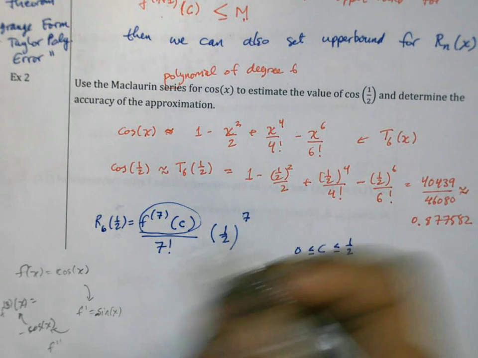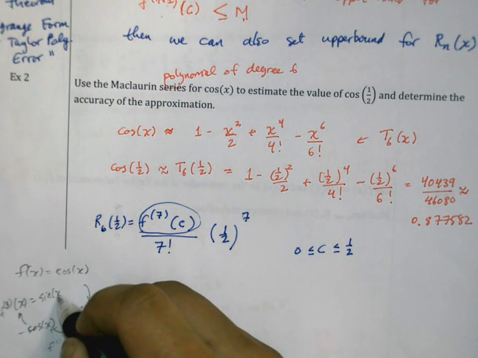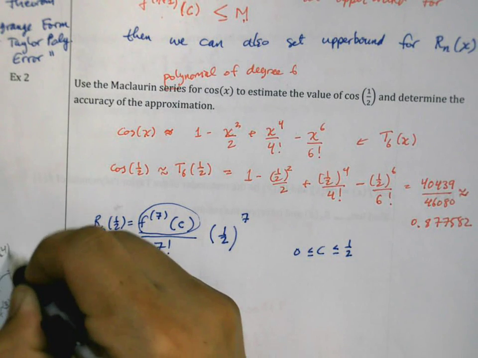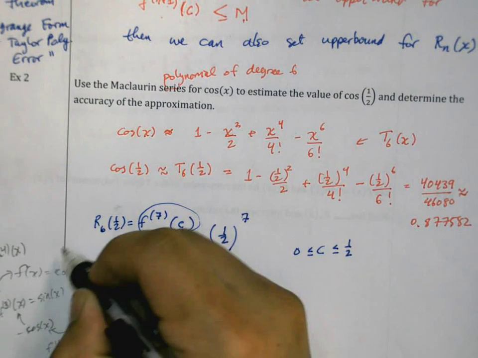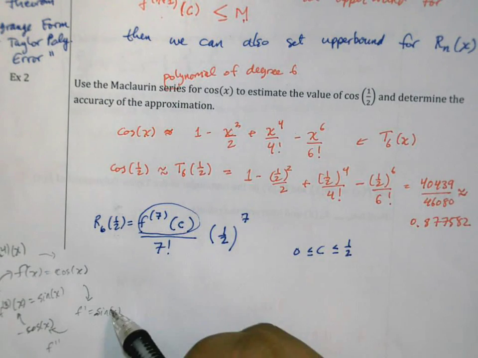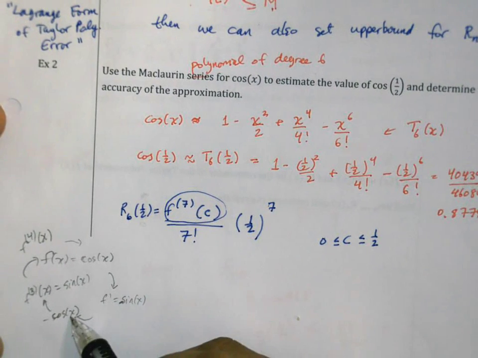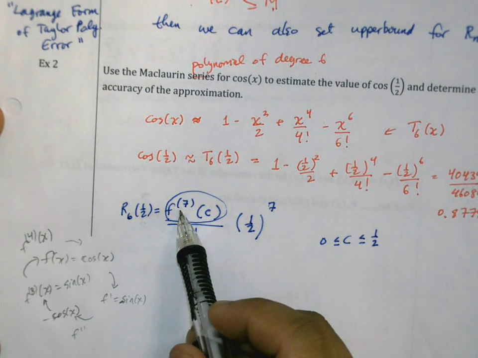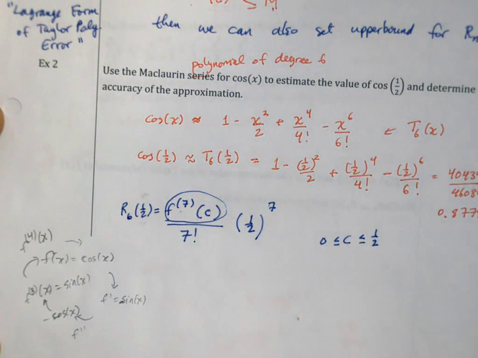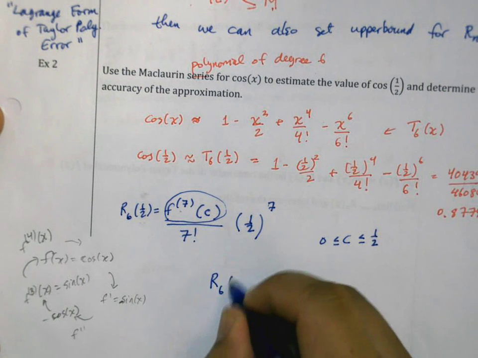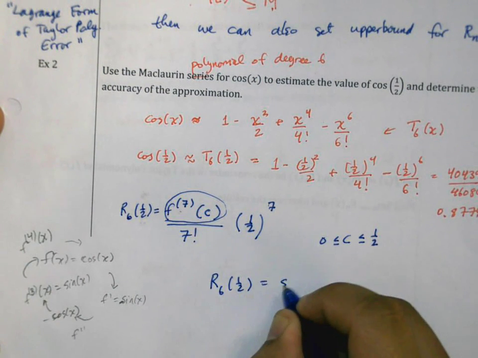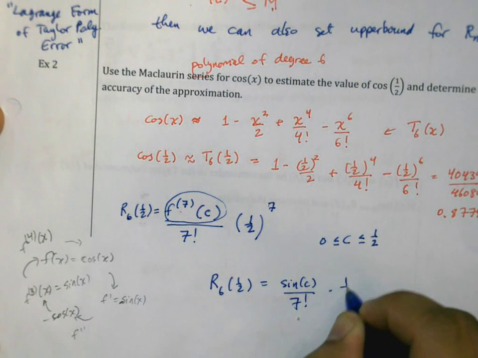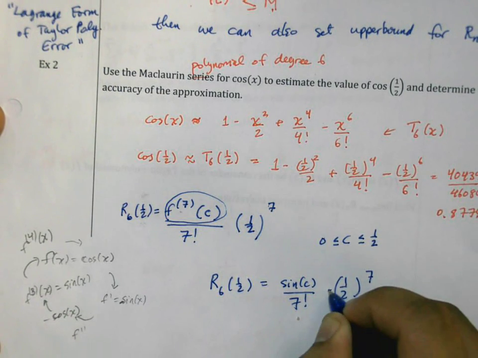is going to give me positive sine, and then f quadruple prime, or the 4th derivative, will get me back to cosine. So this will be my 5th derivative, this will be my 6th derivative, and back here will be my 7th derivative. So the 7th derivative of cosine is in fact sine. So we can keep on going and say R of 6 of 1/2 is equal to the sine of c over 7 factorial times 1/2 to the 7th power.